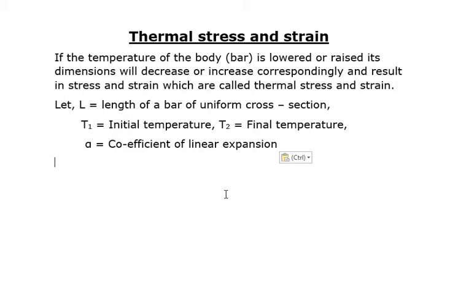Suppose L is the length of a bar of uniform cross section and T1 is the initial temperature of the bar, T2 is the final temperature of the bar, and alpha is the coefficient of linear expansion. So let's start how to get the thermal stress and strain of a bar when there will be changes in temperature.